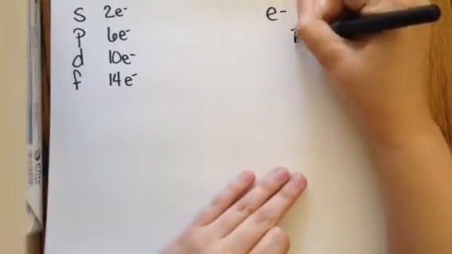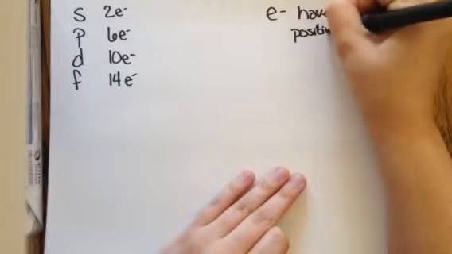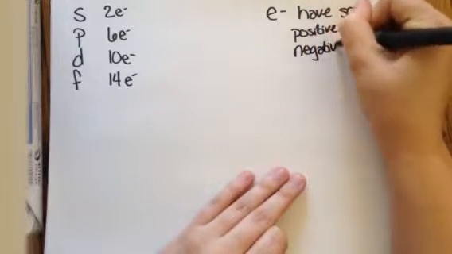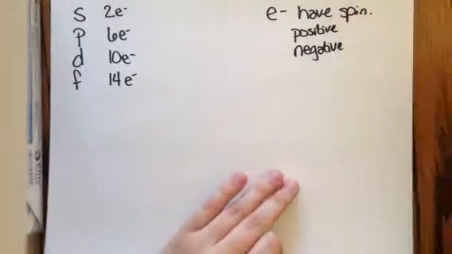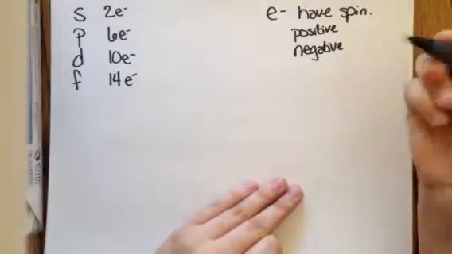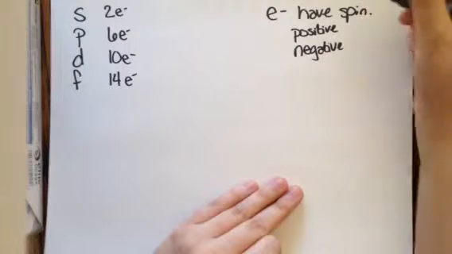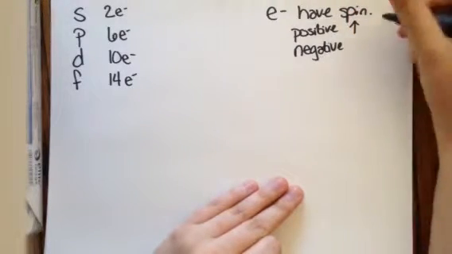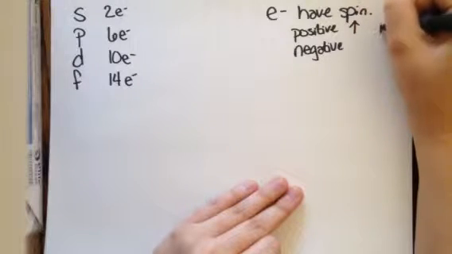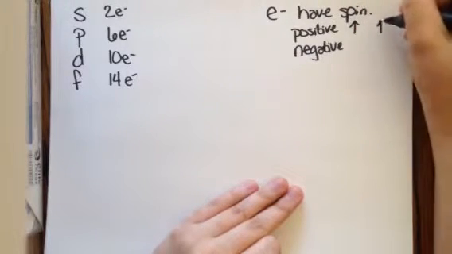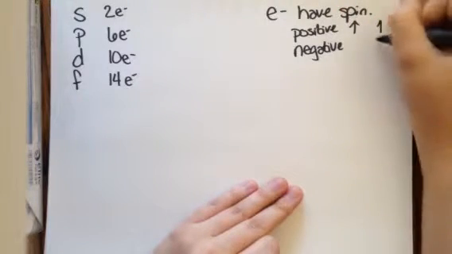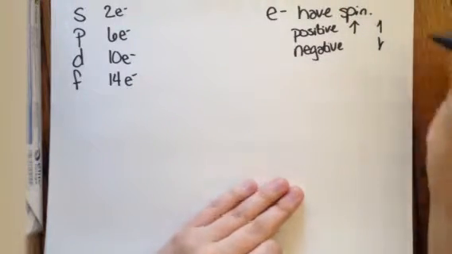That spin can be positive or negative. If the electron has a positive spin, then the way that we represent that is half of an arrow that points up. So this is a regular arrow. The way that they draw it is just half of that arrow. And then for a negative spin electron, that's a half arrow pointing down.